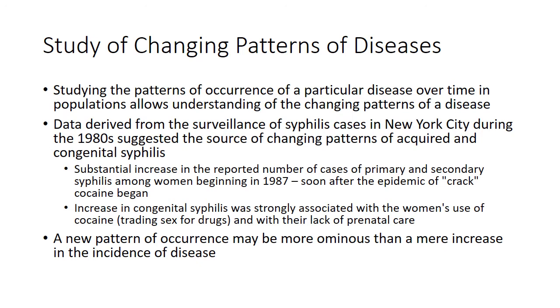Primarily, if they did not have money, they were trading sex for drugs, and they had pretty poor prenatal care. A lot of these patients who are doing a lot of cocaine typically were not taking good care of themselves, especially if they were pregnant. And this is where you saw a lot of these congenital syphilis cases coming up. So again, sometimes the pattern of occurrence may give you a clue into something much more ominous than just the increase of syphilis. It could be something as ominous as this problem of crack cocaine.